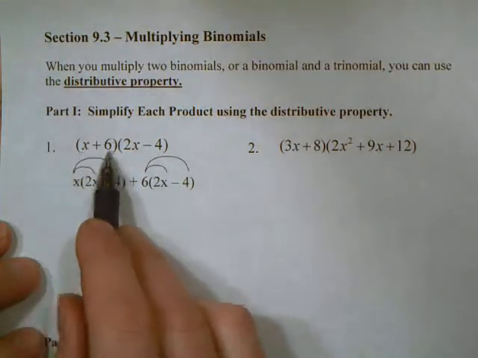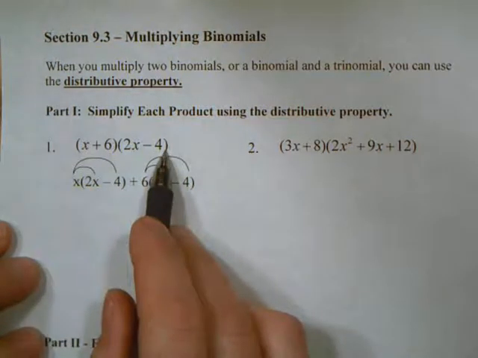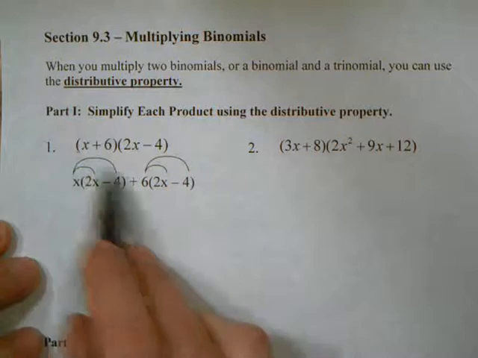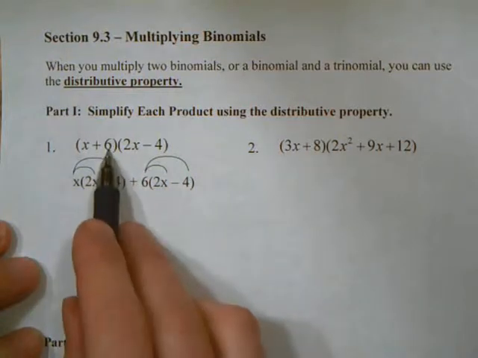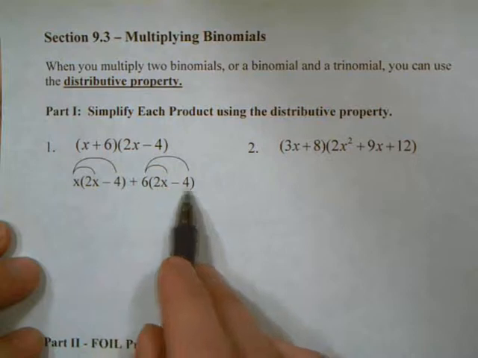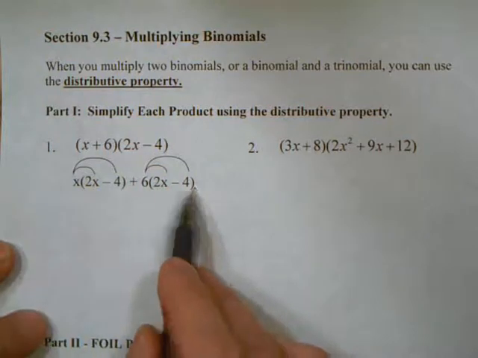when we have something in front of a parentheses, we're going to have two parts multiplied by the back half. And so what this is, we have the first part multiplied by the back half being 2x minus 4, and then the second part multiplied by the back half being 2x minus 4.